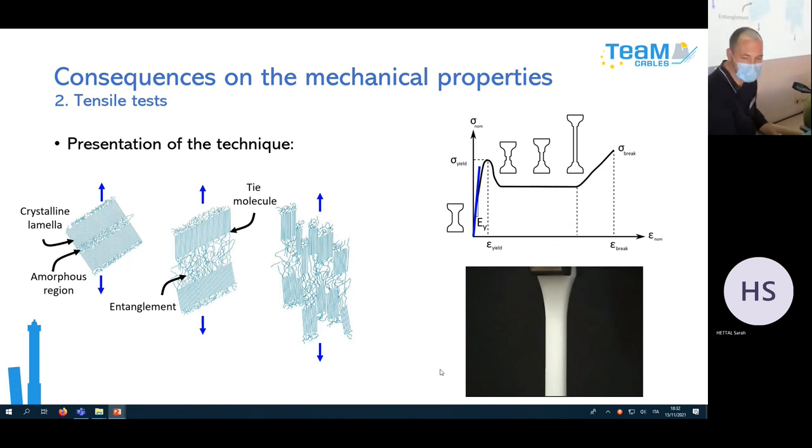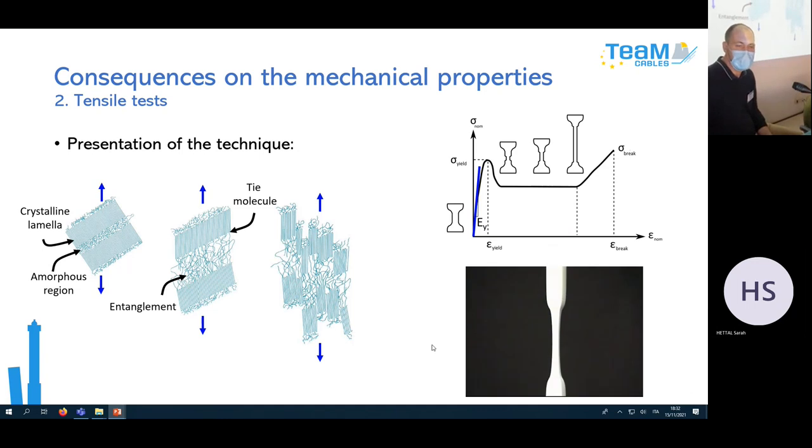I'm going to talk about the tensile tests in order to correlate with the evolution of the mechanical properties and what we also observe with the evolution of the microstructure. This is a tensile test of HDPE, the polyethylene. And what you can see here is a phenomenon which causes striction during a tensile test. Probably you already know that.